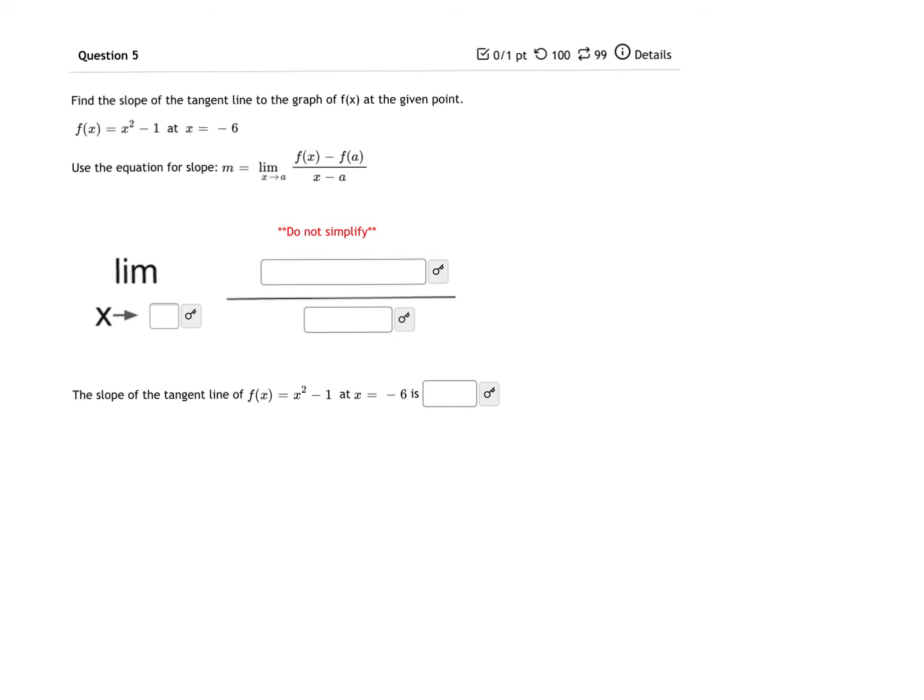Hello, Mr. Geislard here, and we're going to look at number 5 on homework 7 for chapter 11, which is on the slope of tangent lines.